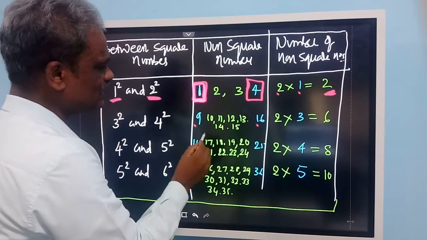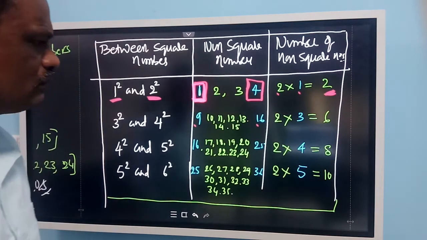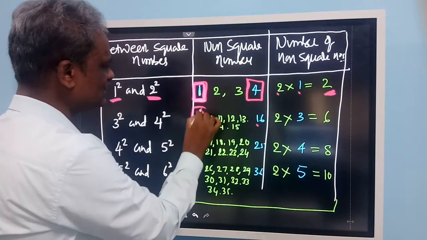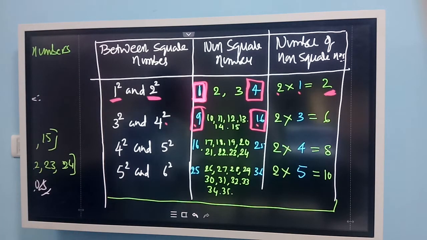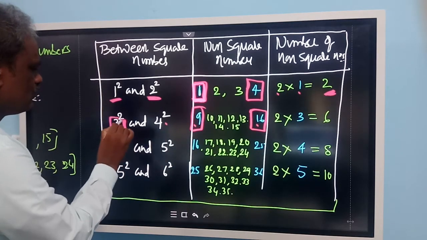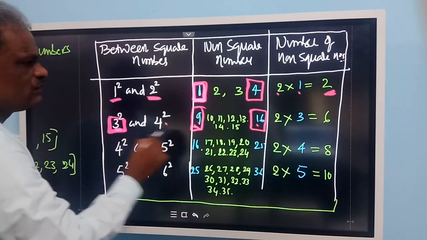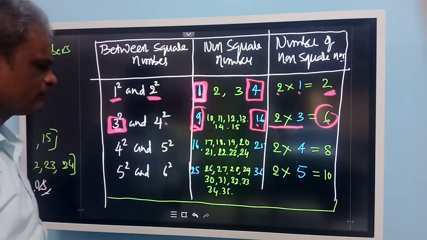Now between 9 and 16, count how many non-square numbers are there? 9 is a square number, 16 is a square number, 3 square and 4 square. 6. See, now multiply 2 to this 3, because it is 3 square, 3 square means 9. 2 into 3 gives you 6. 6 non-square numbers are there.